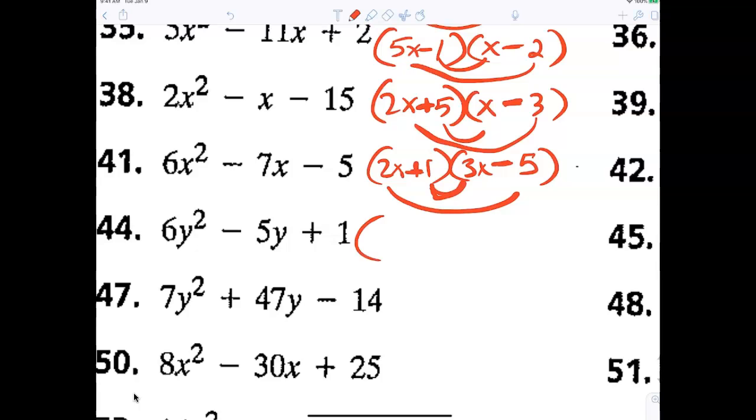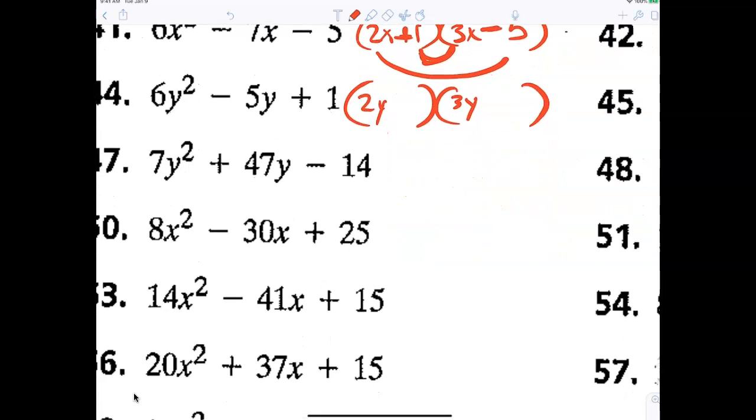So what about 6y squared? Middle factors, 2y and factors of 1. 1 and 1. Smiley face, how much is that? So they both need to be negative. Any questions?